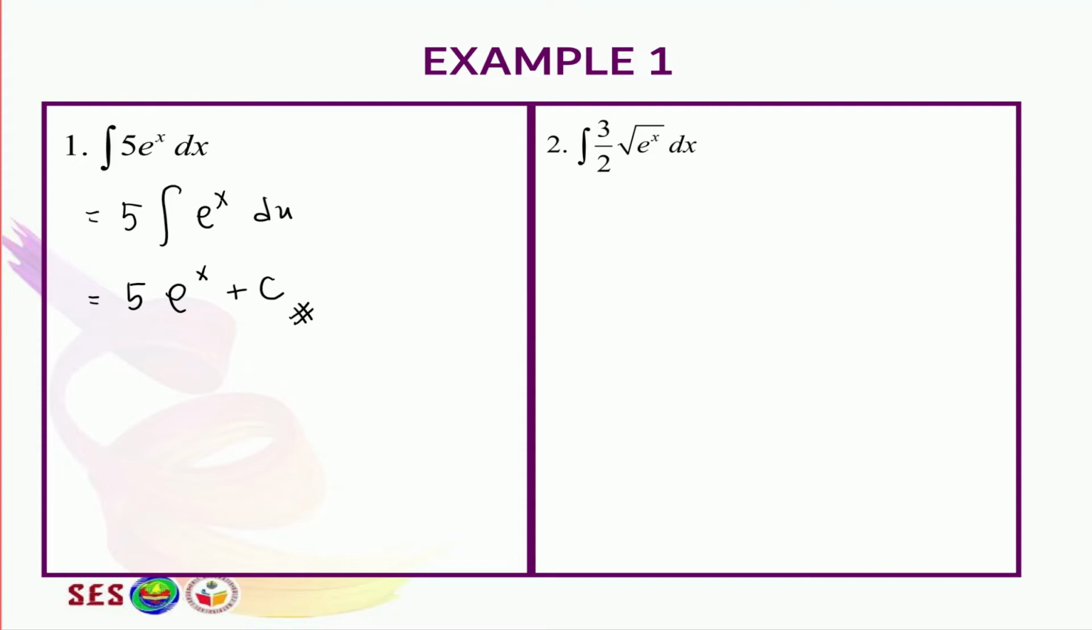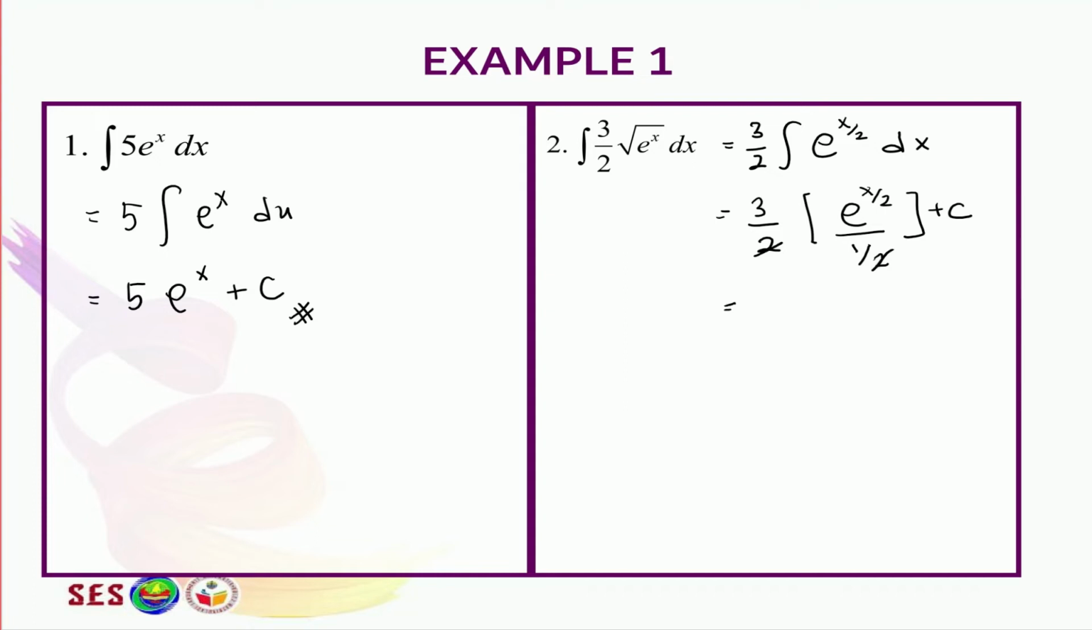Okay, next we go to question number 2. We have to integrate 3 over 2 square root of e^x with respect to x. We can bring out the 3 over 2, leaving e to the power of x over 2 dx. Now we integrate e^(x/2). You divide by the differential of x over 2, so you get 1 over 2, plus c. We can eliminate the 2, so we have 3e^(x/2) plus c, or 3 square root of e^x plus c.